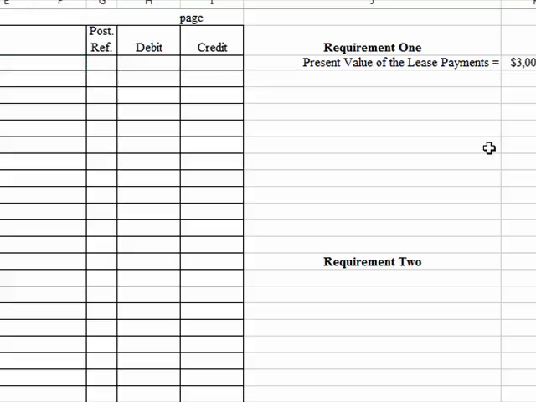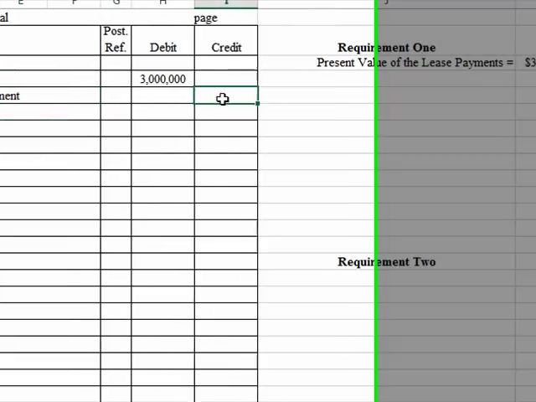Okay, so in 2016, on June 30th, IC Leasing Corporation would debit lease receivable for $3 million, and they would credit inventory of equipment, or maybe just inventory. It would be credited for $3 million, their cost.